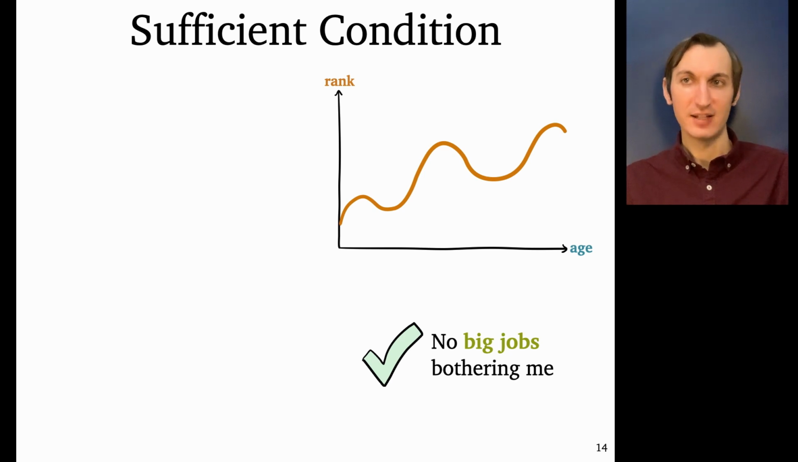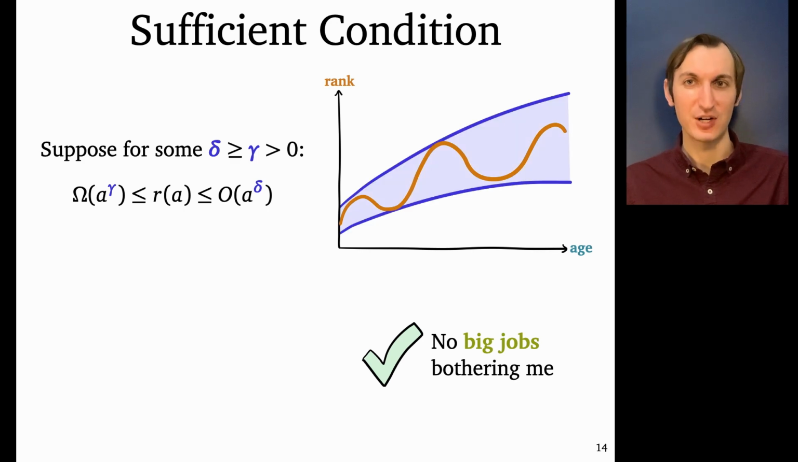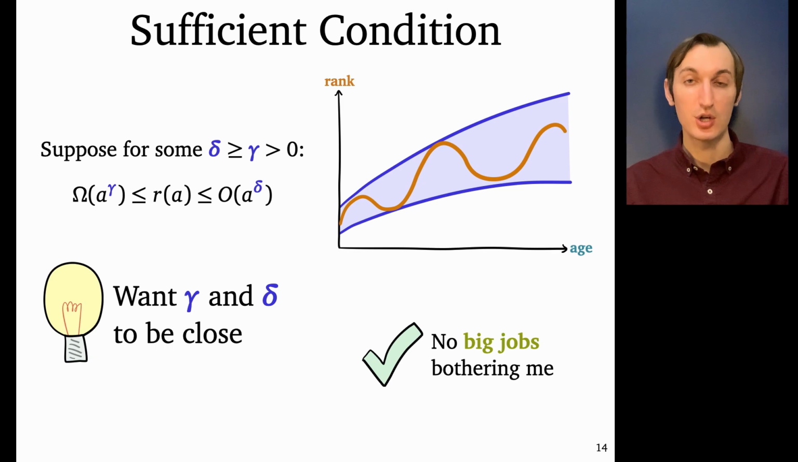Well, one simple way is to ask that our rank function is bounded between, say, two curves, two polynomials. I like to think of this as a cone. If our rank function is stuck inside a cone, and the cone is tight enough, that's saying it's not too wavy. For this cone to be tight enough, what that means is that our exponents on these bounds, gamma and delta, should be close together. I'm now going to show you the full statement of the simplified version of our sufficient condition. And we'll see it basically formalizes exactly how close gamma and delta need to be to each other for tail optimality.